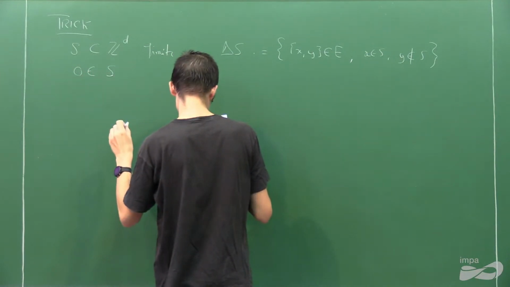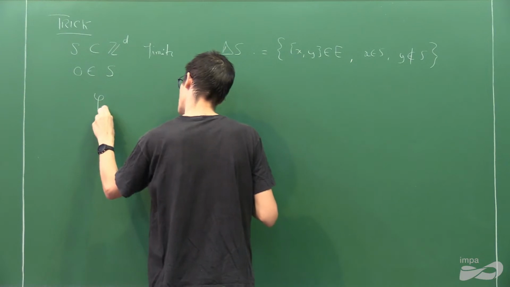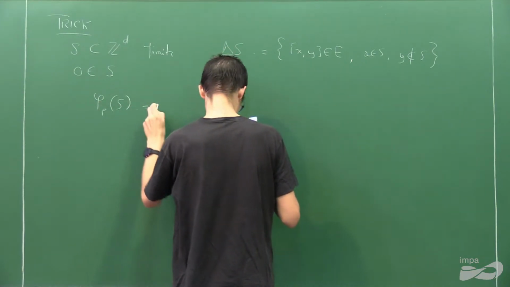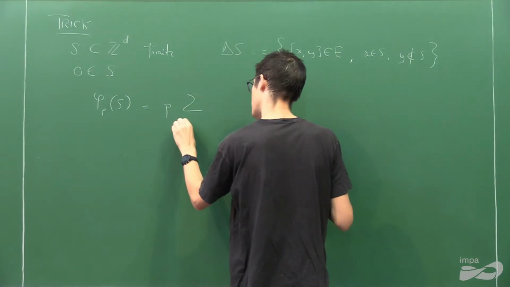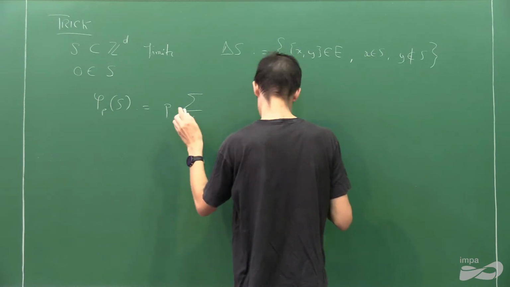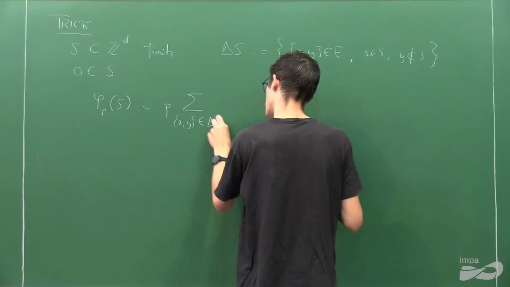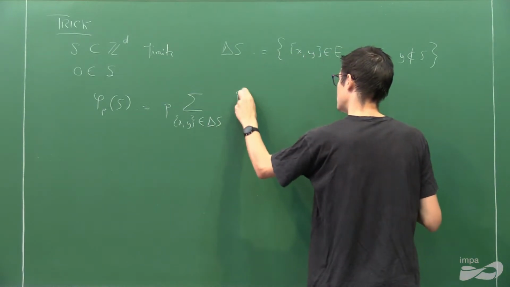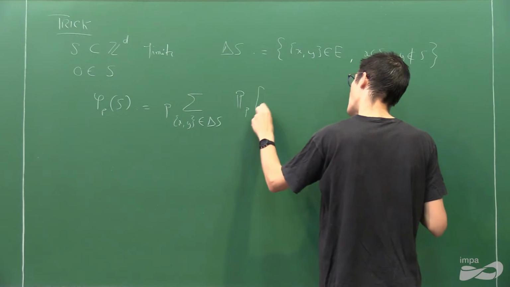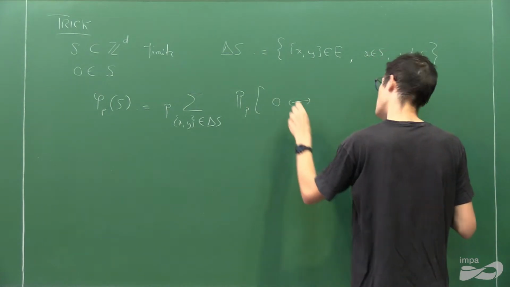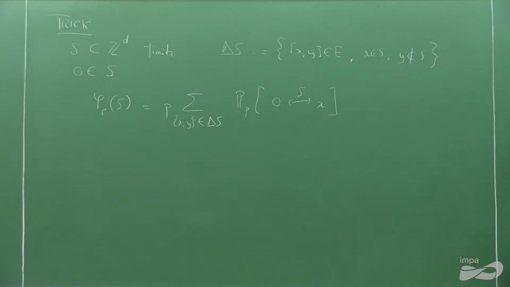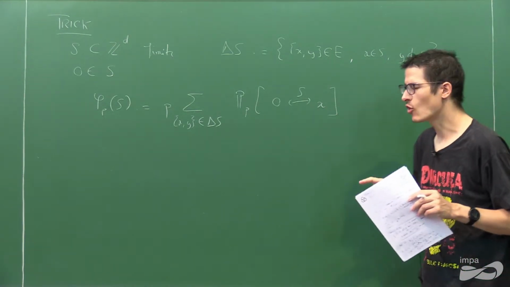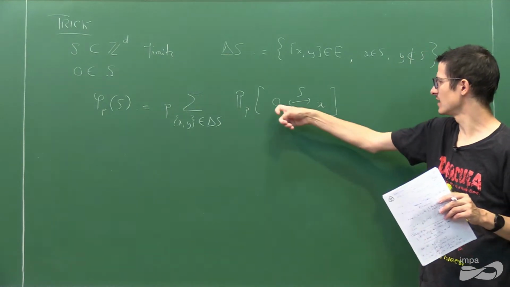And if 0 belongs to S, I define φ_p(S), which is p times the sum over these edges (x, y) in ∂S of the probability that 0 is connected to x in S. Okay, so this means that there is an open path in S linking 0 to x.